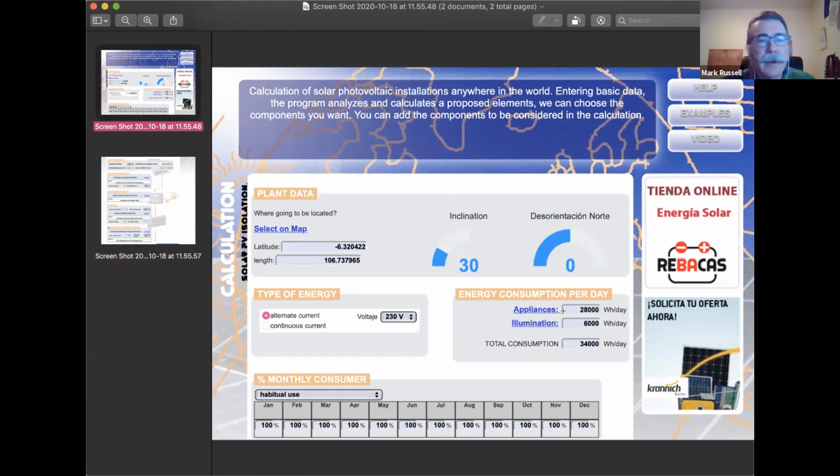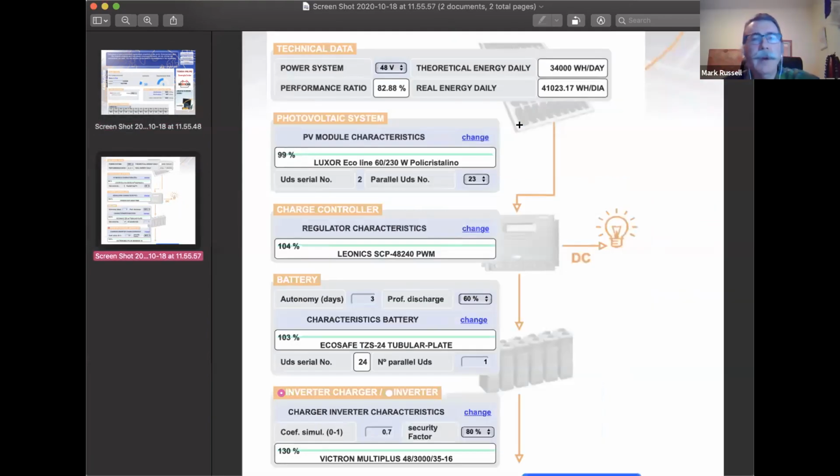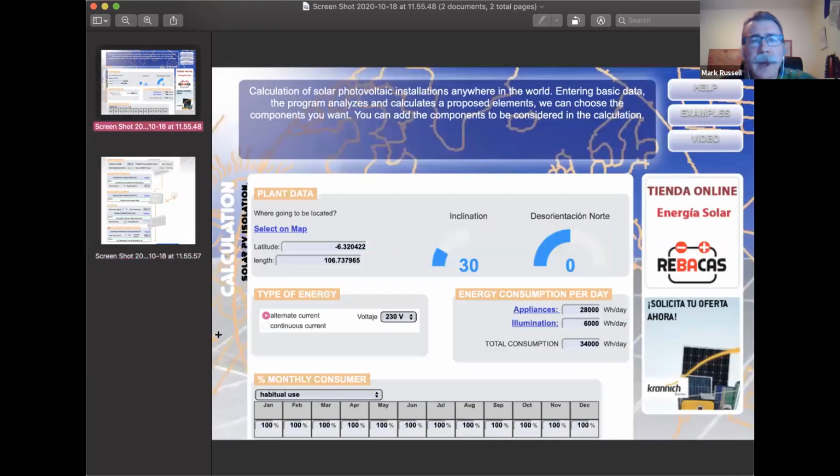Okay, good. And then for the energy consumption, I made some assumptions, and then this is the total consumption. This is the result. Well, go back. How does your total consumption relate to what you actually use? I mean, that's 34 kilowatts a day, right? Is that what you actually get for your energy bill? Is that close?